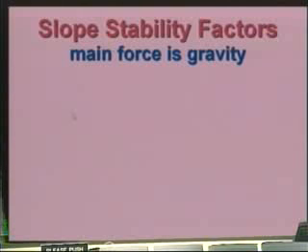All right, so let's go through a little note-taking now in terms of what are some things that control or factors in terms of the stability of a slope. Obviously, the main force pulling on a massive rock is gravity. It wants to pull it downhill towards the center of the earth.